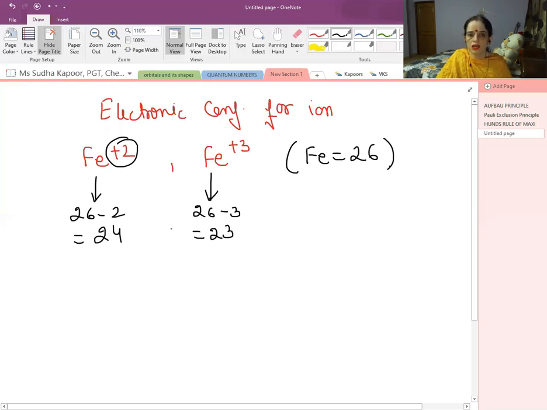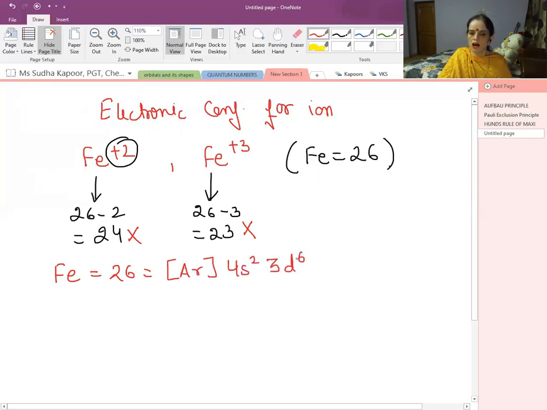But this is not the thing. What you have to follow is you have to remove 2 electrons from iron. So this is not at all the correct way to directly write for the electrons after subtracting. What we have to do is we have to write iron in a proper way, that is iron 26, argon 4s2, 3d6, following the Aufbau principle properly. Now, what the teacher asked for is ferrous, that is Fe2+. So you have to remove 2 electrons.